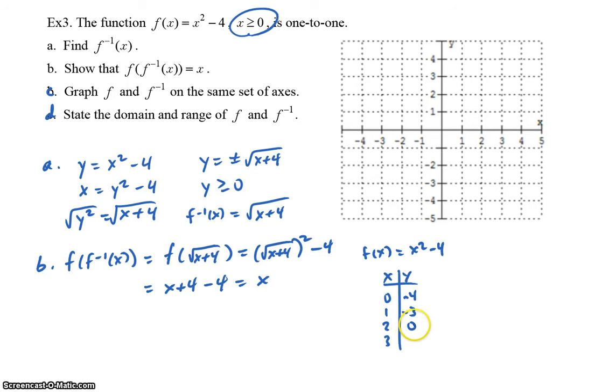For the last one, 3 squared minus 4 is 9 minus 4, which is 5.